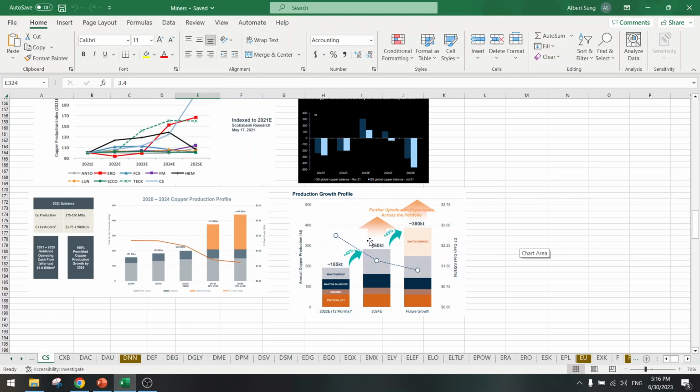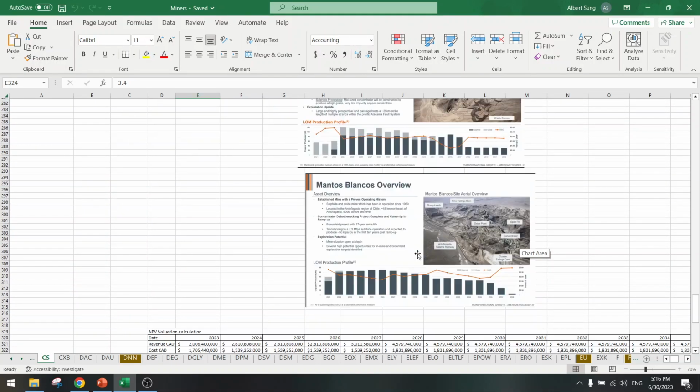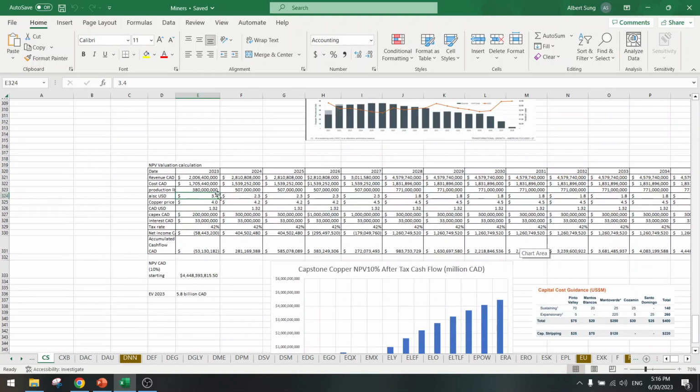The all-in sustaining cost is a bit higher. And I put it here. So 3.4 for this year. For next year, they will increase production from Mantos Copper and then decrease the AIC. Then they have another project, Santo Domingo. I think that they could build it in 2028. So that means they need capex somewhere here in 2026 and 2027.